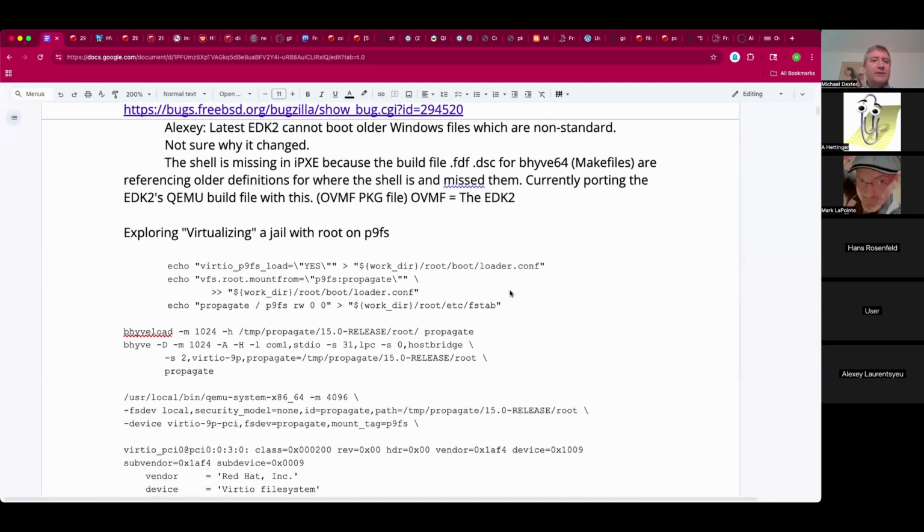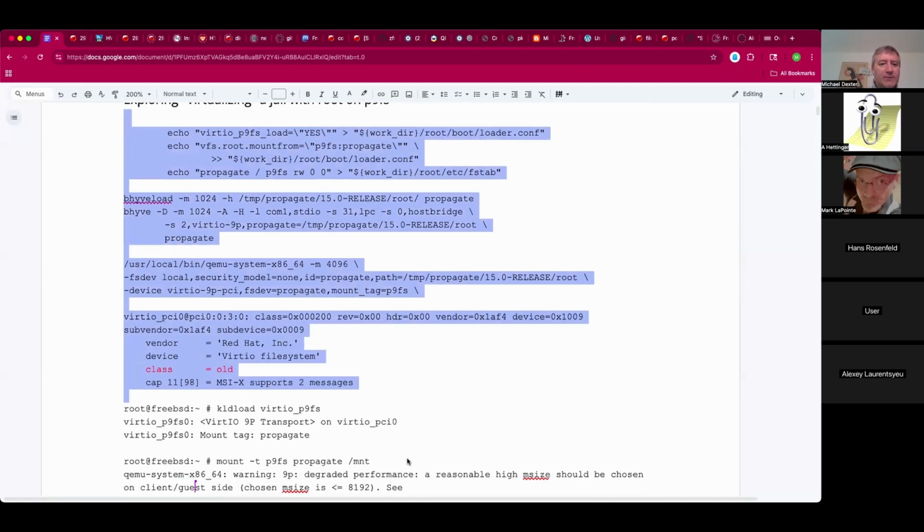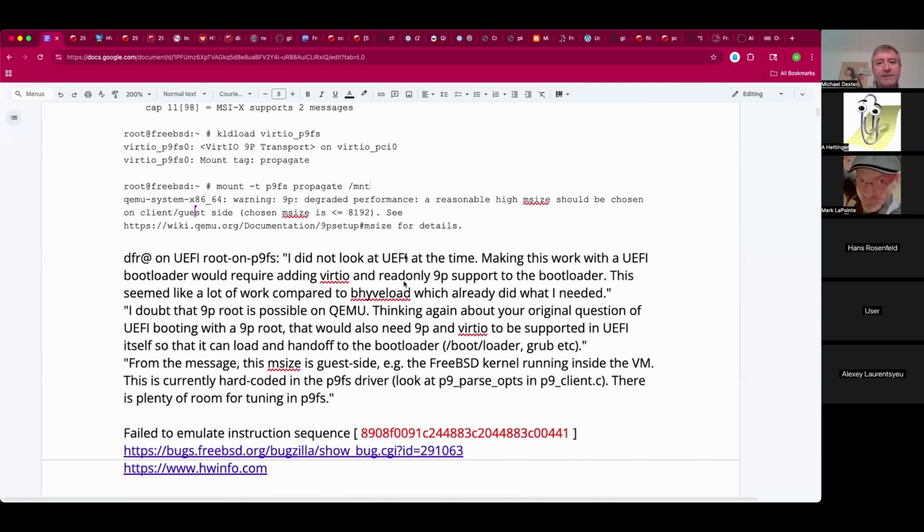Root on 9P news. One, I got it working with bhyveload, as Doug Rabson got it going. However, I asked him what it would look like to support UEFI. So here are his words kindly responding to me. I did not look at UEFI at the time. It would require adding virtio and read-only 9P support to the bootloader. This seems like a lot of work compared to using bhyveload, which had what he needed.